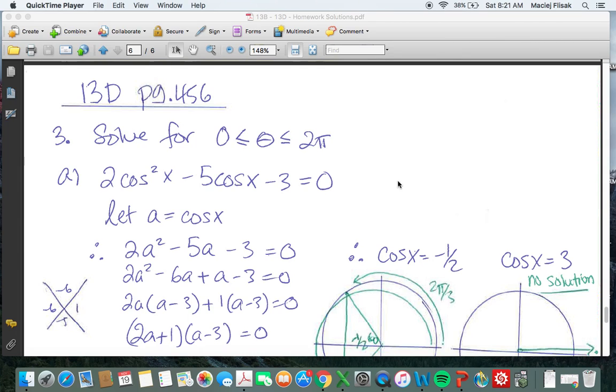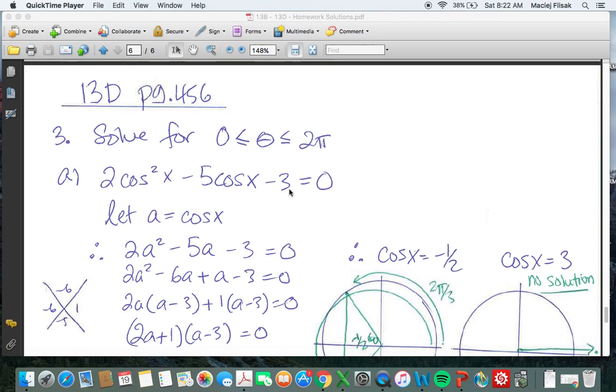13D number 3 says solve for an angle that is between 0 and 2 pi. In other words, the angle we give, we're going to give it in radian measure, and it has to be somewhere within one spin in the positive direction. First one we're given is 2 cosine squared of x minus 5 cosine x minus 3.